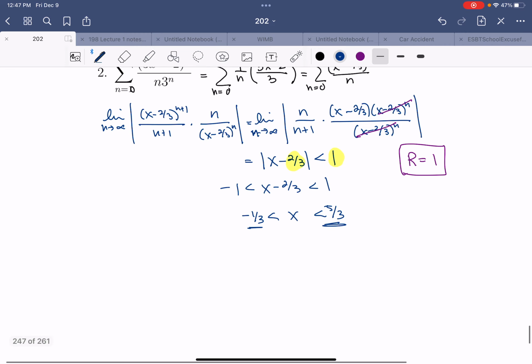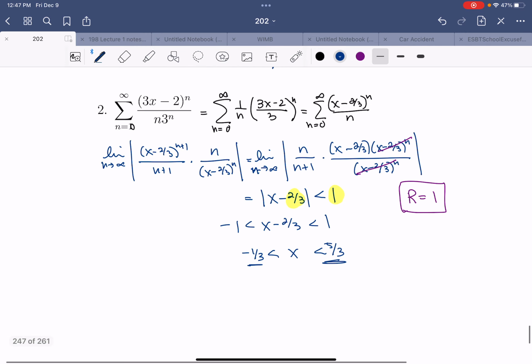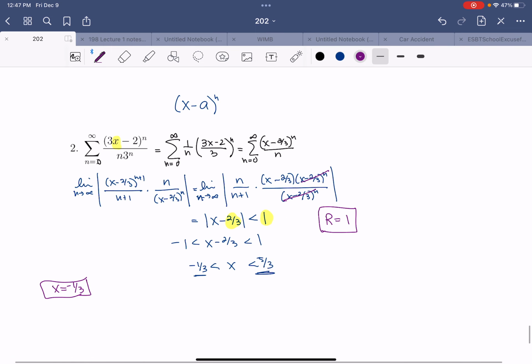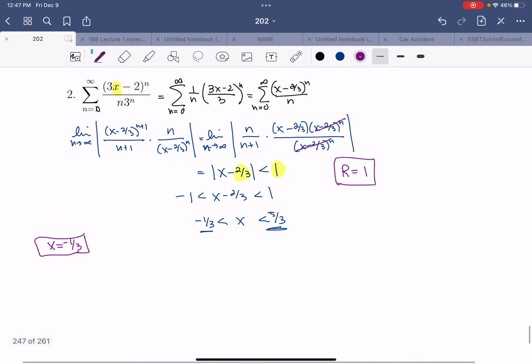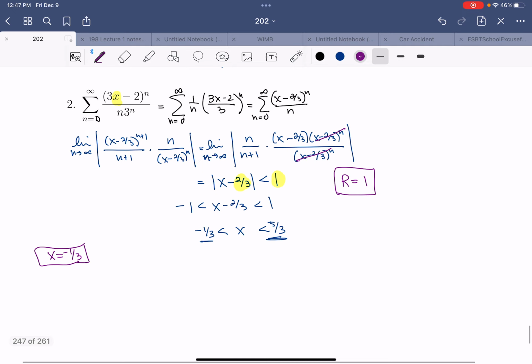So I'm going to go back to the drawing board, to the original equation, and I'm going to plug in −1/3 and 5/3 for the x. So I'm plugging in here. Okay, so let's look at x = −1/3. And you can either plug in there, or you could plug in down here. It doesn't matter to me which one. I'm going to go with the original.